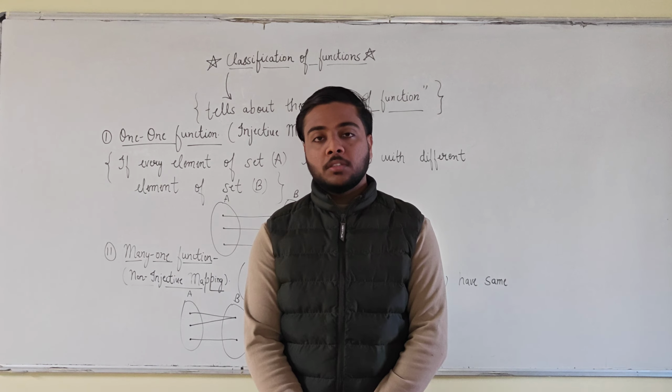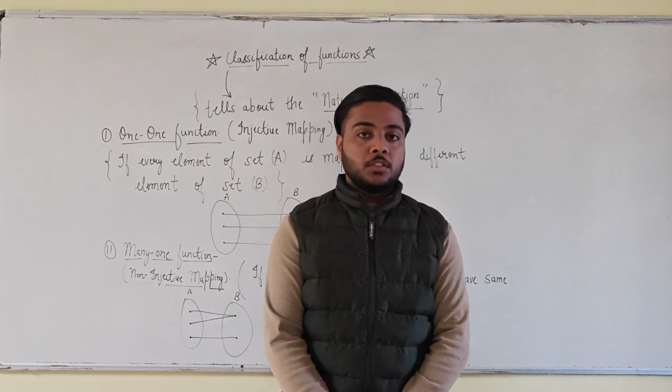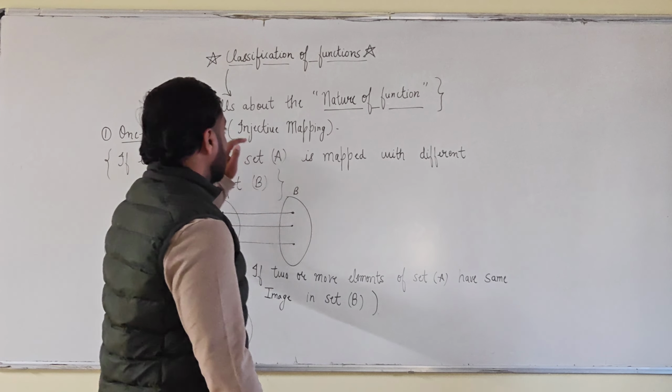So today I will talk about the classification of functions. Classification of functions tells about the nature of the function. It means whether the function changes sign, or is increasing or decreasing, etc. The first classification is known as the one-one function, also known as injective mapping. A one-one function says that every element of set A is mapped to a different element of set B.